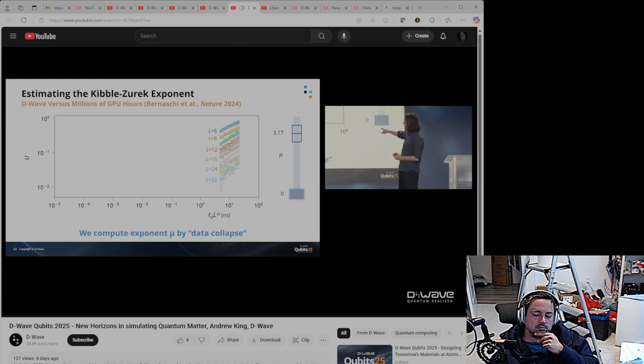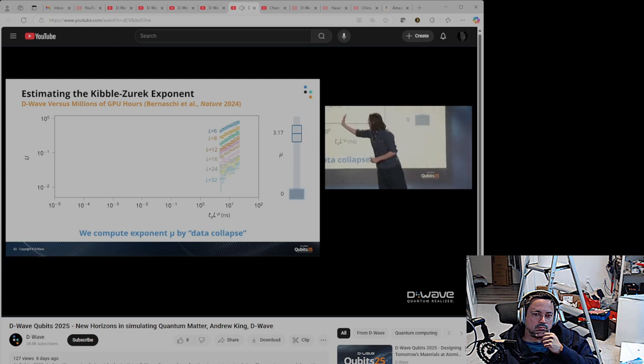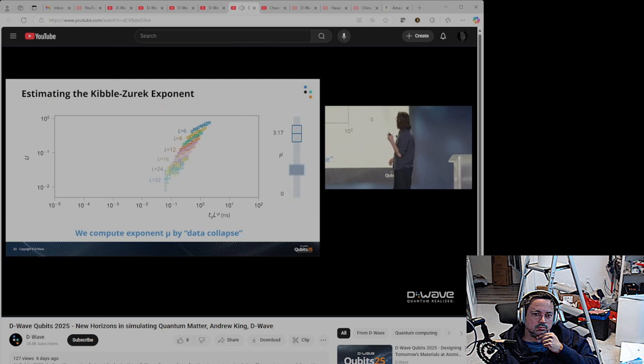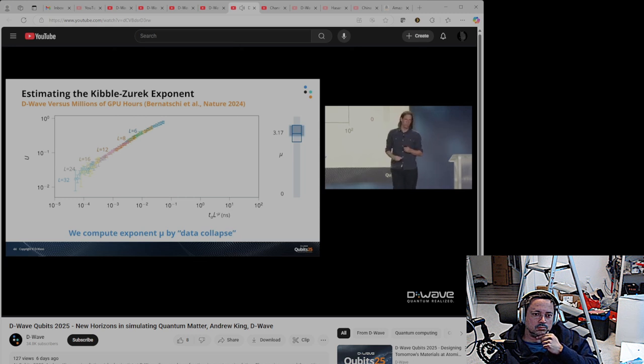You can see on the x-axis we have annealing time times the linear size of the lattice to the power of minus mu. On this log-log plot, we're going to slide the data over as a function of the system size until it all collapses on a common curve. As we do that, we stop when we get to the common collapse, and this is our estimate of mu. It's fully consistent with the previous estimates and with the estimates that we got in 2024 as well. So this is a very fast way to get at an estimate of the Kibble-Zurek exponent.